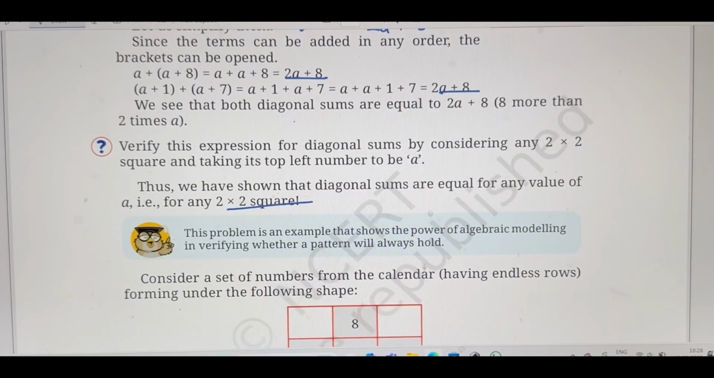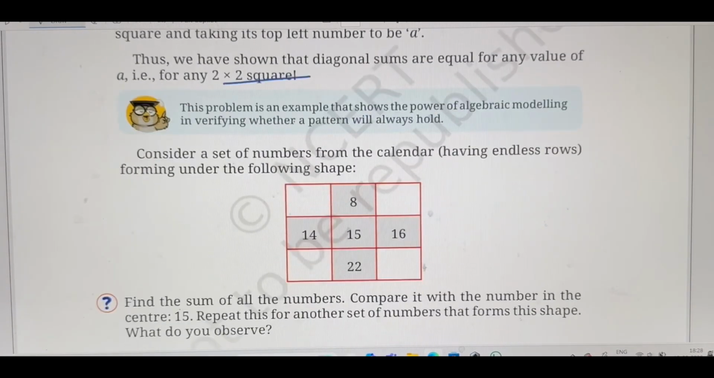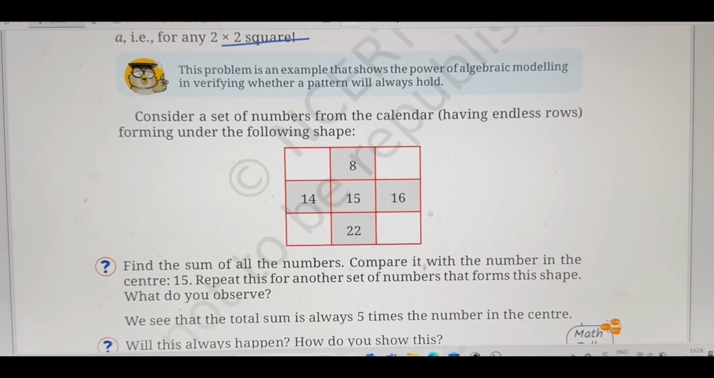So this problem is an example that shows the power of algebraic modeling. If you do a modeling, you can answer any question which is asked from any grid, isn't it? Now here another set of numbers is taken from the calendar, the same calendar. So a cross is taken, right? 15 is in the center and the numbers on all the sides of 15.